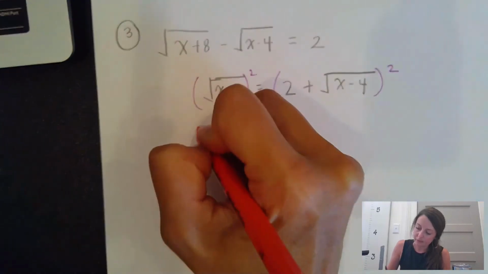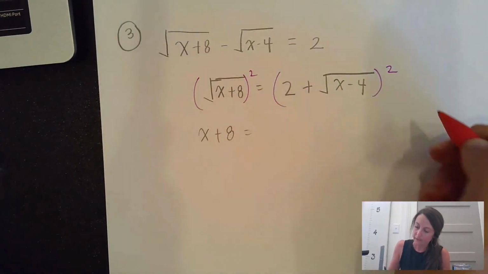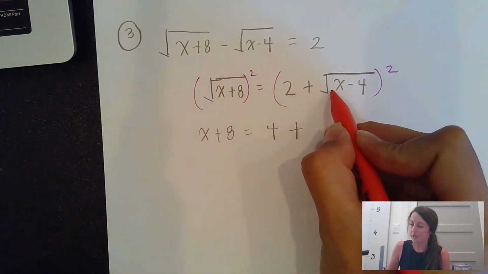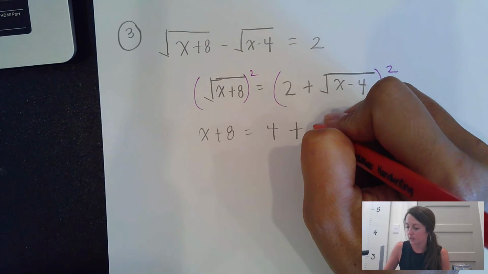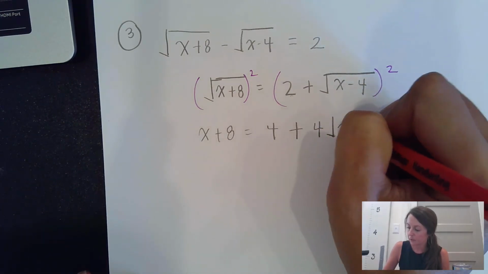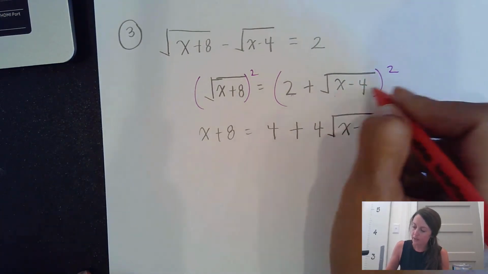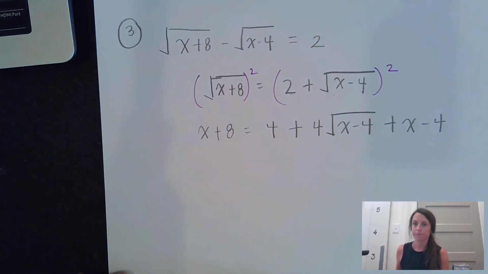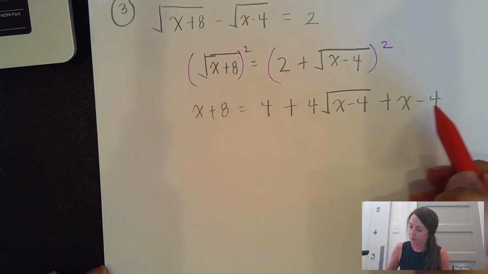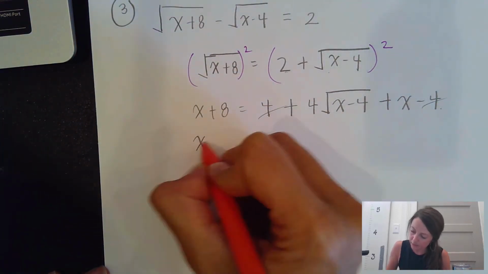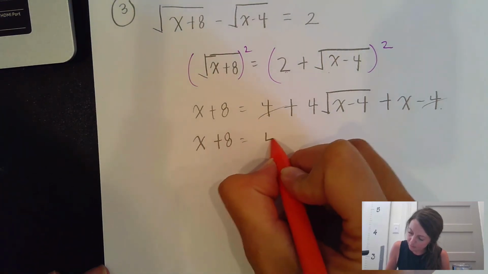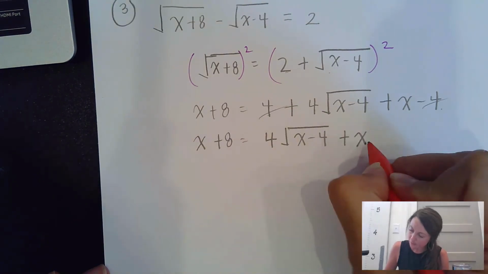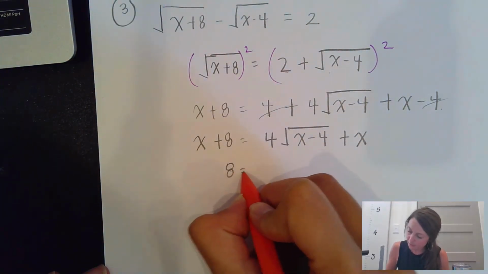So I will have x plus 8 now. When I square this, it'll be 2 squared, which is 4, plus 2 times the square root of x minus 4 times 2. So this will be 4 square root of x minus 4. And when I square this term, it'll go away, so I'll be left with x minus 4. Okay, so 4 minus 4 goes away. I'll be left with x plus 8 is equal to 4 square root of x minus 4 plus x. When I move the x to the other side, it will go away.